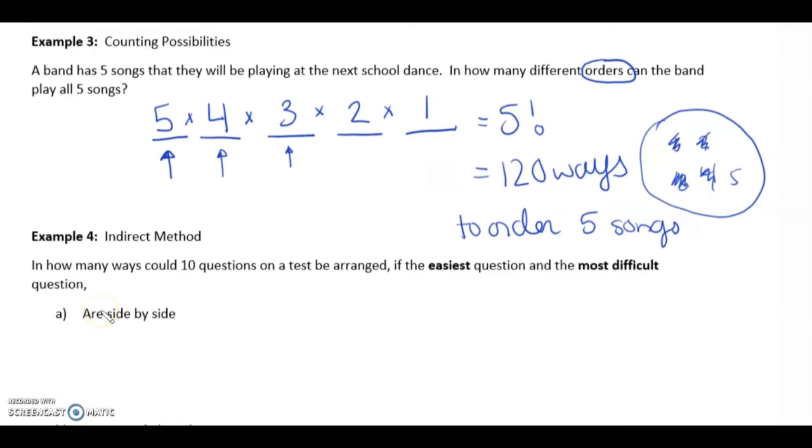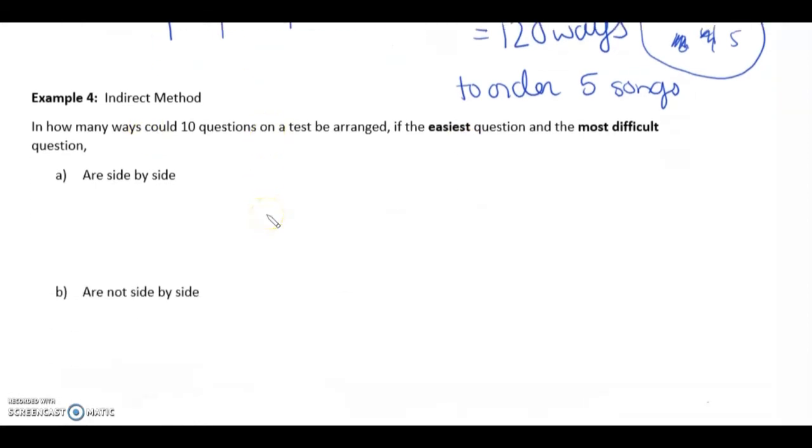Okay, example 4, indirect method. In how many ways could 10 questions on a test be arranged if the easiest question and the most difficult question are side by side? The assumption here is that you're not going to repeat a question on the test, so all the questions are going to be unique. I do this with the underlines as well. The easiest and the most difficult question are side by side.